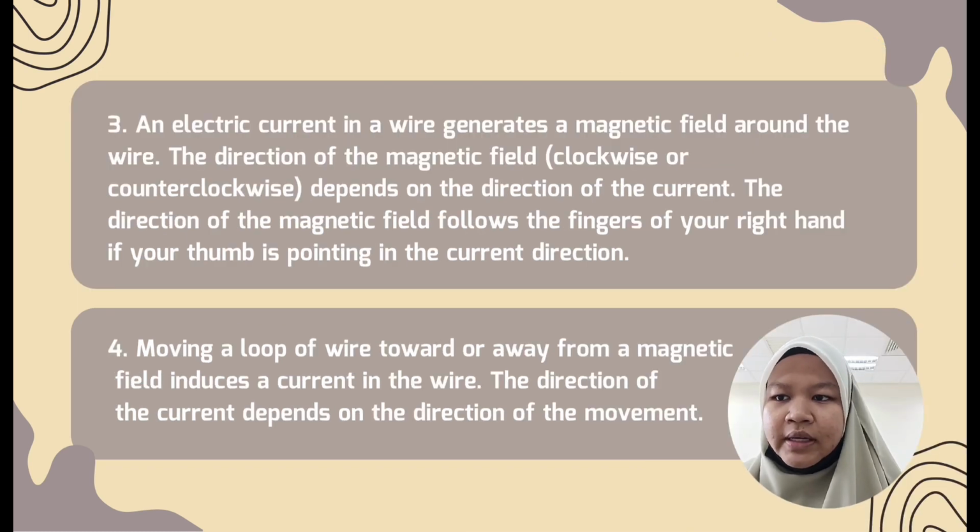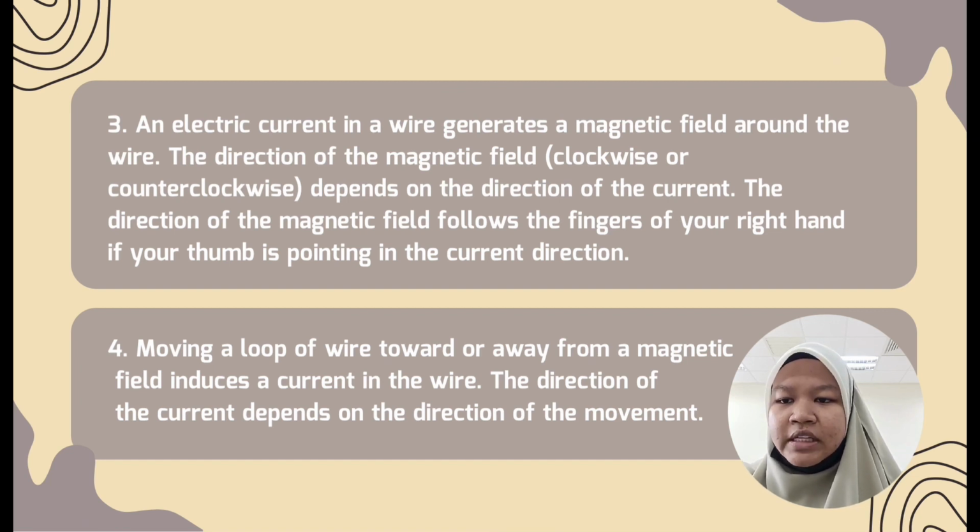The third one is, an electric current in a wire generates a magnetic field around the wire. The direction of the magnetic field, clockwise or counterclockwise, depends on the direction of the current. This is the right-hand rule, where the direction of the magnetic field follows the fingers of your right hand if your thumb is pointing in the current direction.